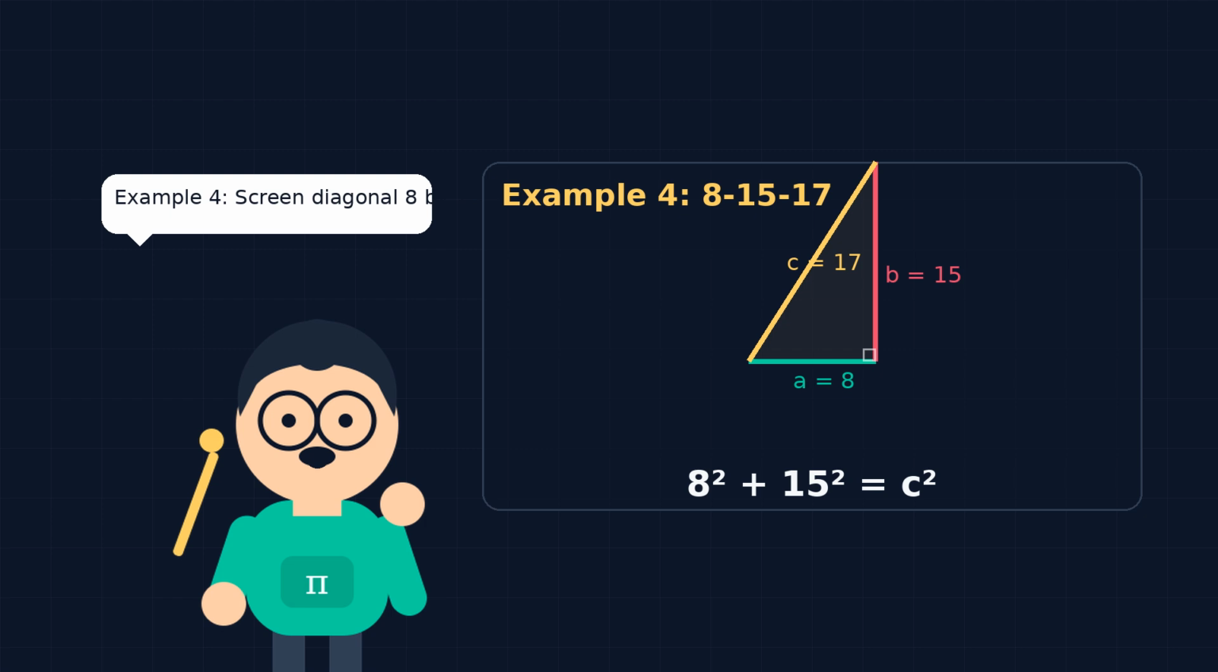Example 4, quick one. What's the diagonal of a screen that is 8 units wide and 15 units tall? 8 squared plus 15 squared, 64 plus 225 equals 289. Square root is 17. Nice.